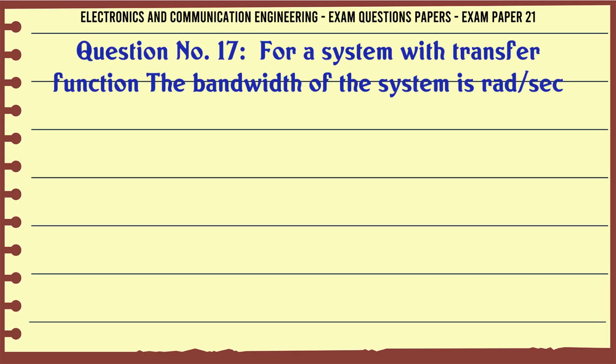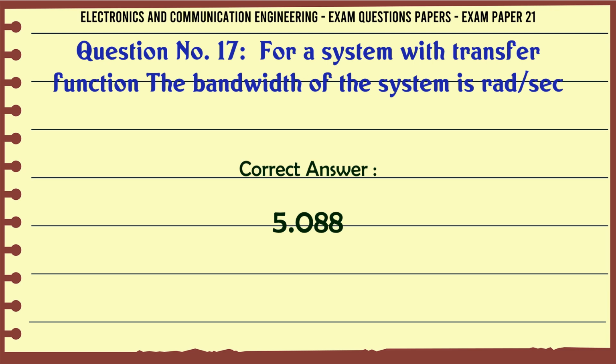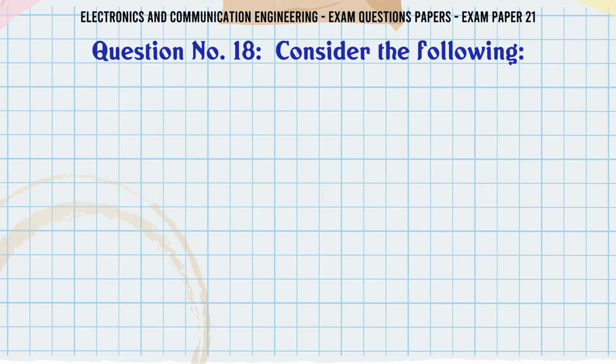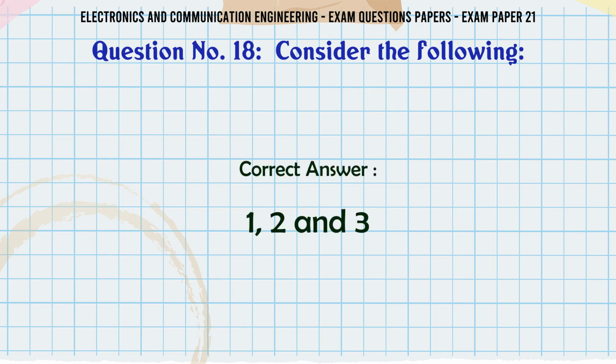For a system with the given transfer function, the bandwidth of the system is rad/sec. A. 2.828, B. 5.2915, C. 5.088, D. Cannot be determined. The correct answer is 5.088. Consider the following: A. 1, 2 and 3, B. 1, 3 and 5, C. 2, 3 and 4, D. 4 and 5. The correct answer is 1, 2 and 3.